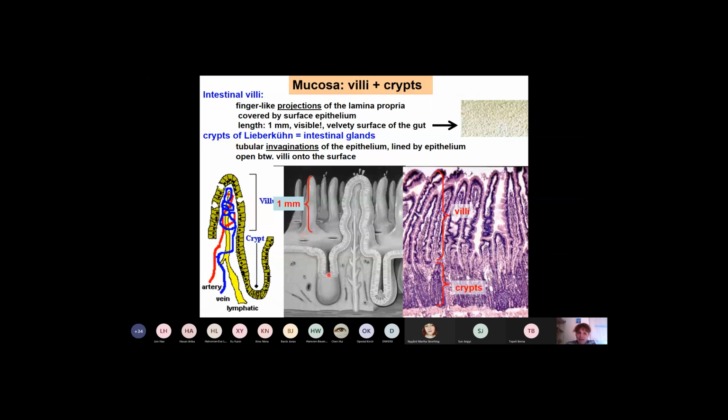The crypts are invaginations of the surface epithelium. So these are glands, simple tubular glands which are lined by different cell types. I will also speak about the glands in detail. And if you check this light microscopic picture, the villi will occupy the upper half of the mucosa, and the crypts we will see in the lower part of the mucosa. They extend as far as the muscularis mucosae.